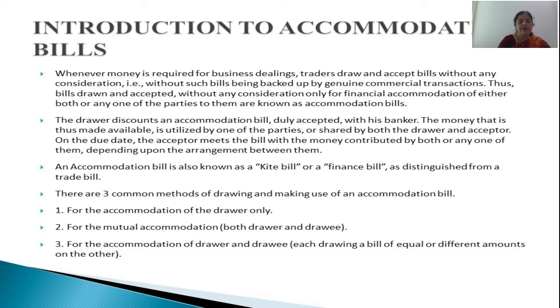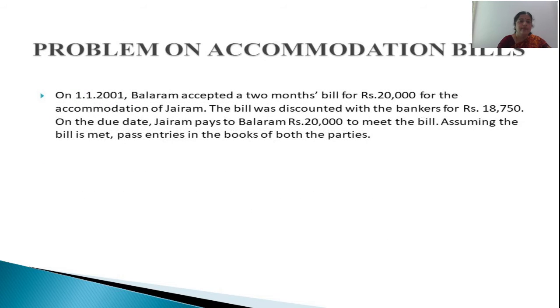If they make such an arrangement, this is what we call accommodation of the drawer and drawee. Both are separate bills, and both get their bills discounted with their bankers and obtain financial assistance, and on the concerned due dates, the other party has to meet the bill. So like that, there are three methods of getting the amount in case of accommodation bills.